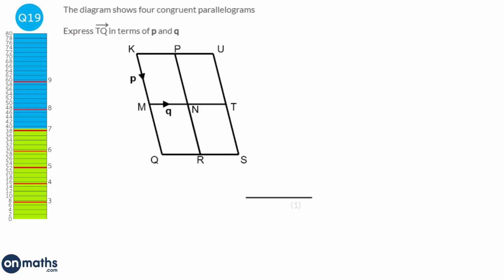So we're asked to express TQ in terms of P and Q. Well, we've got another Q here because all of these are congruent parallelograms, and we have a P there. So if we're starting at T and getting to Q, we can go along this path here and down this path here. So we're going backwards down Q, in fact backwards down 2 lots of Q, and then the correct way down P. So it's either minus 2Q plus P or P minus 2Q.